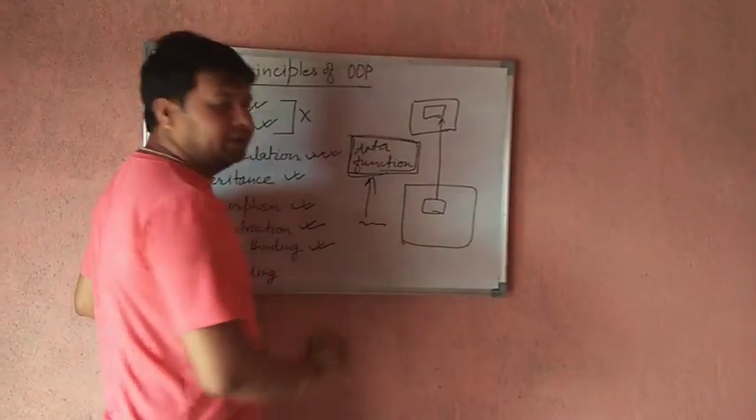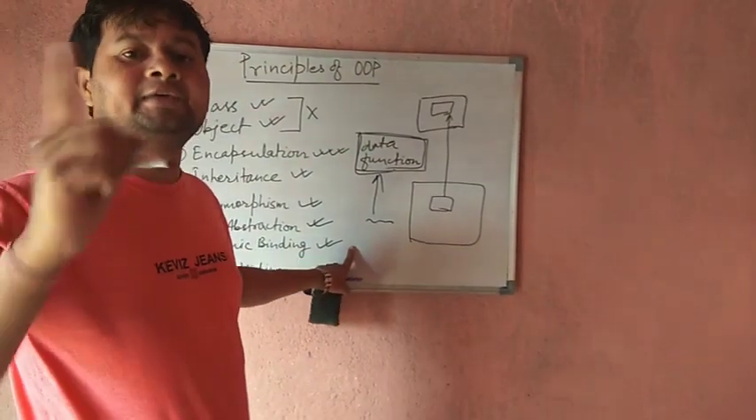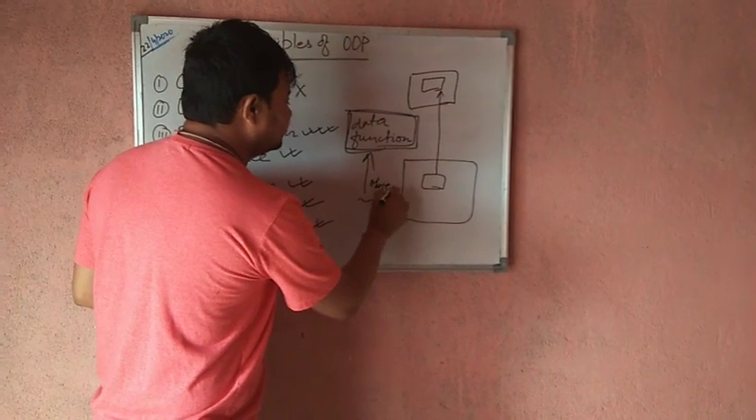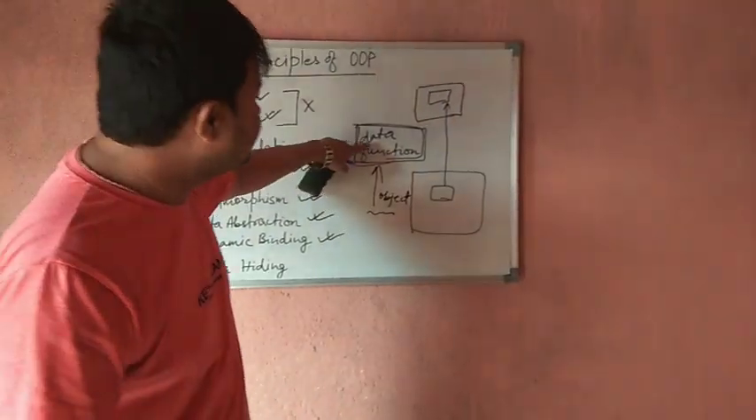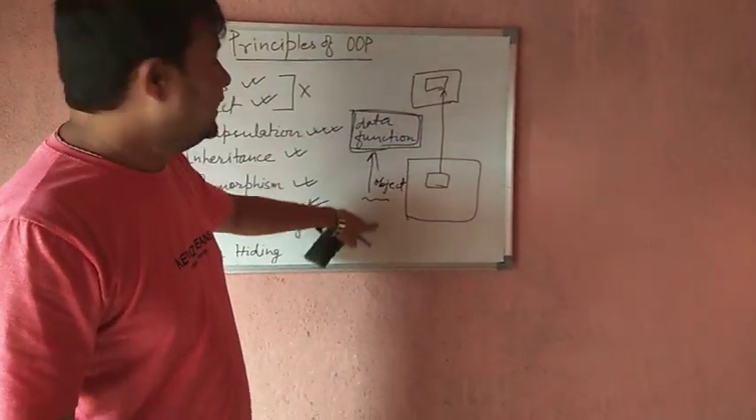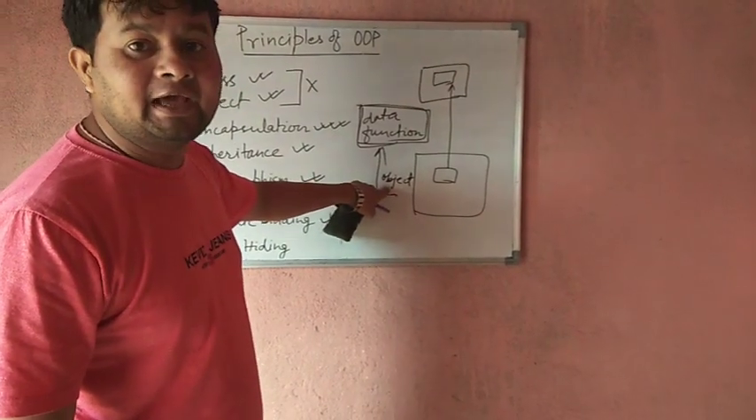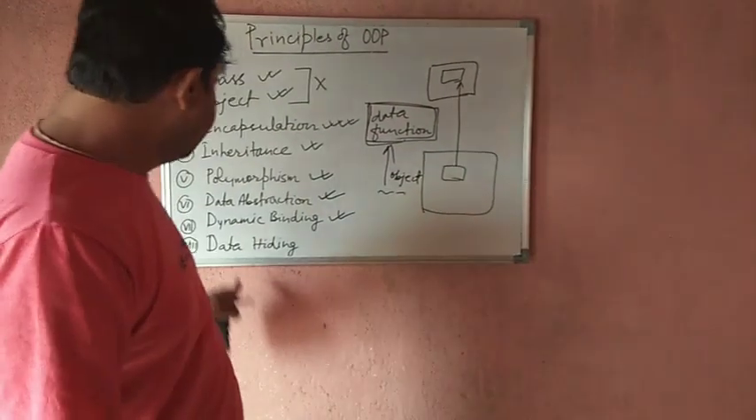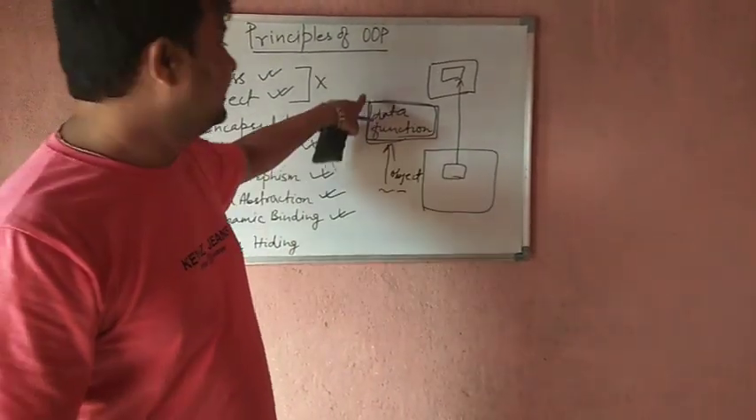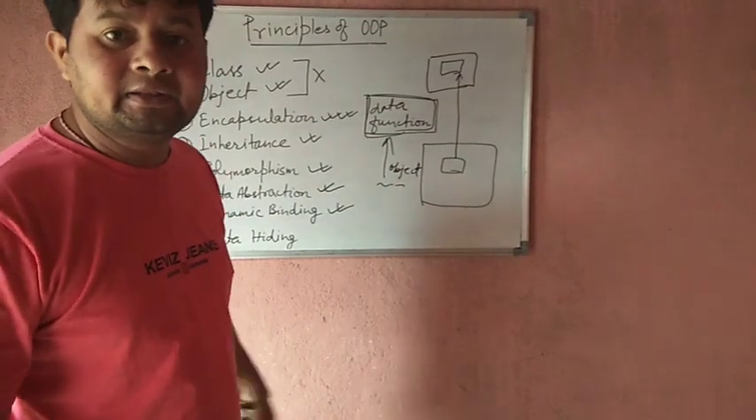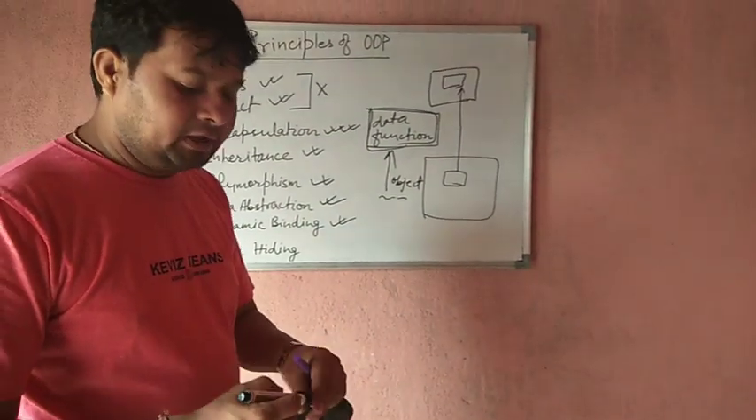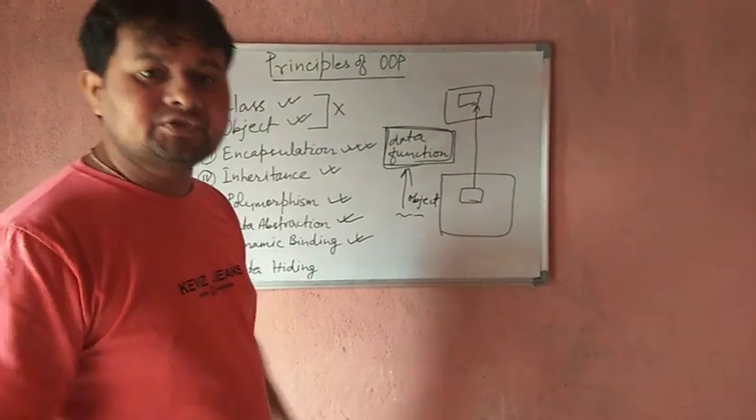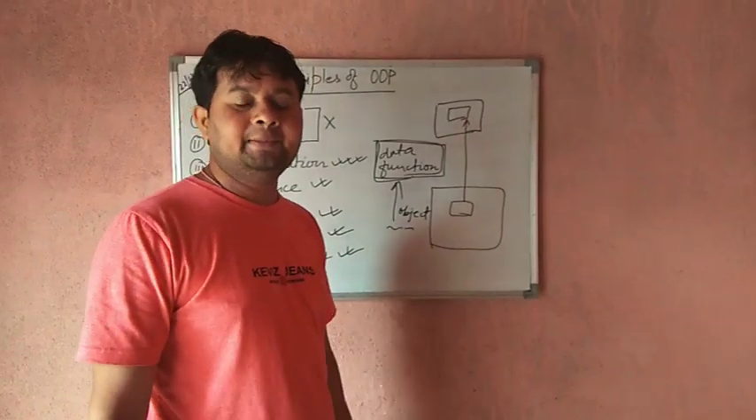I cannot use it directly. If I want to use it, I need one bridge, which is called an object. If I want to use these data or functions, I will take the help of the object. With the help of the object I can use this. It means data is kept hidden. For a proper definition, I suggest you see the definitions from the book.